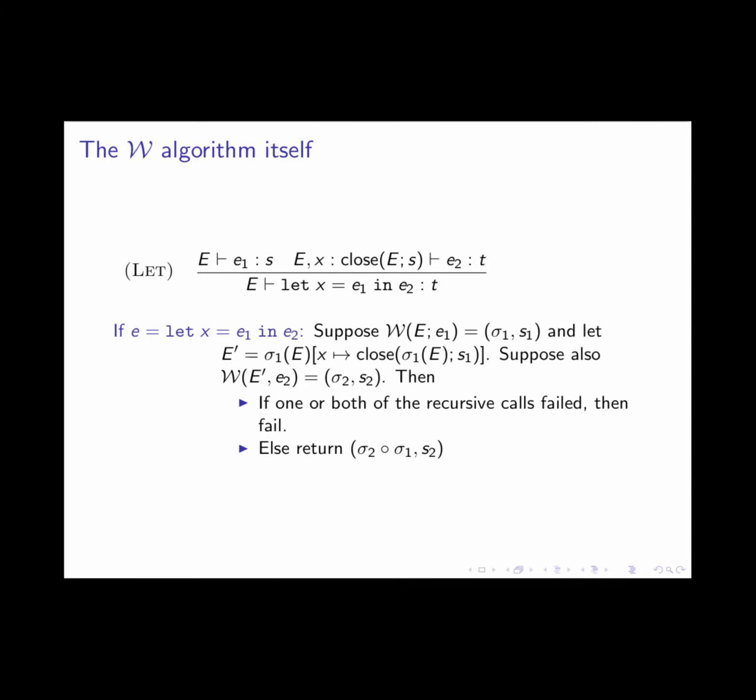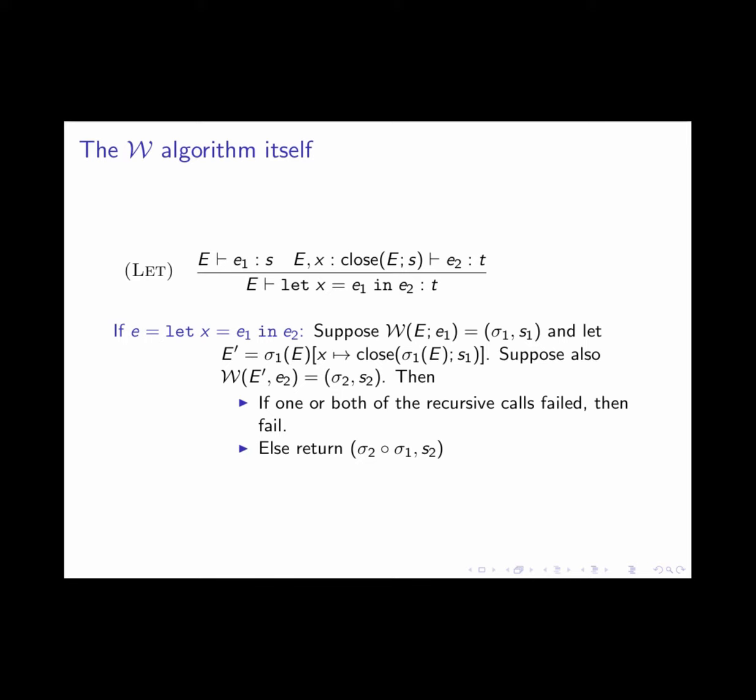So in the type inference algorithm, when we're trying to find the type of the let expression E, let X be E1 in E2, first we try to find the type of E1, and suppose we get a type S1 and a substitution sigma 1, then we must find the type of E2, but we do that in a type environment E prime, which is the one where we have applied the knowledge that we have from sigma 1 to E, and then we add an assumption that X has the type S1 with quantifiers added. This is where the close comes in.